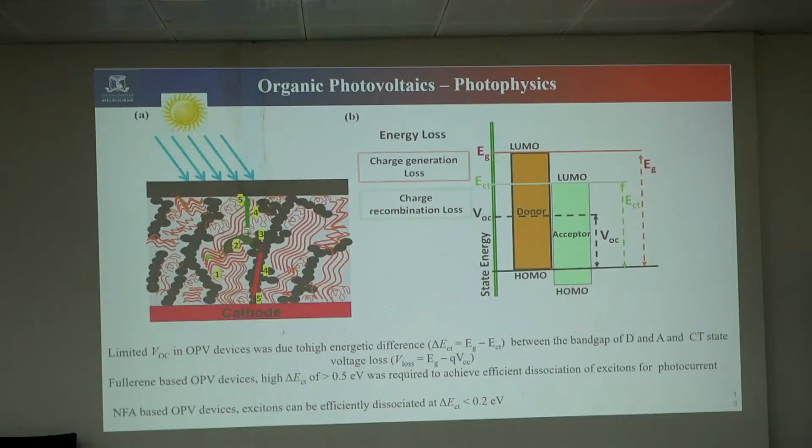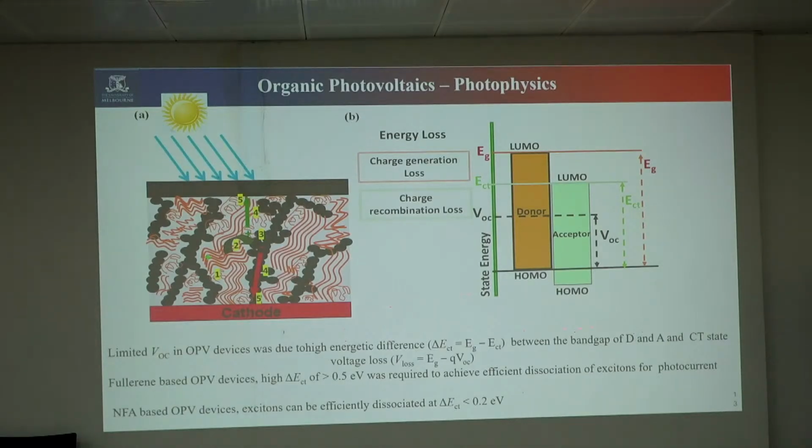What is the loss? Even though the charge transfer state is at this level, we lose this much energy during charge transport. Finally, we get a VOC of only this level. Even if the band gap is, say, 1.8 volts, the real output we get is only 0.9. Most donor materials with a band gap of 1.8 give only 0.9 or 1 volt at maximum. Even for a silicon solar cell with a band gap of 1.1, we get only 0.5 or 0.6 volts open circuit voltage.